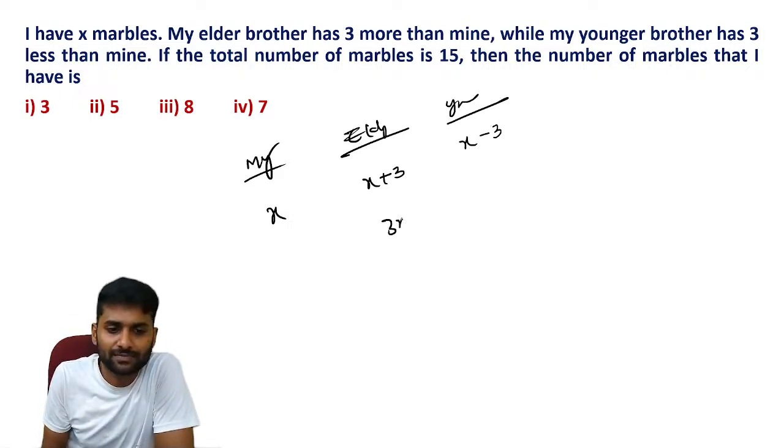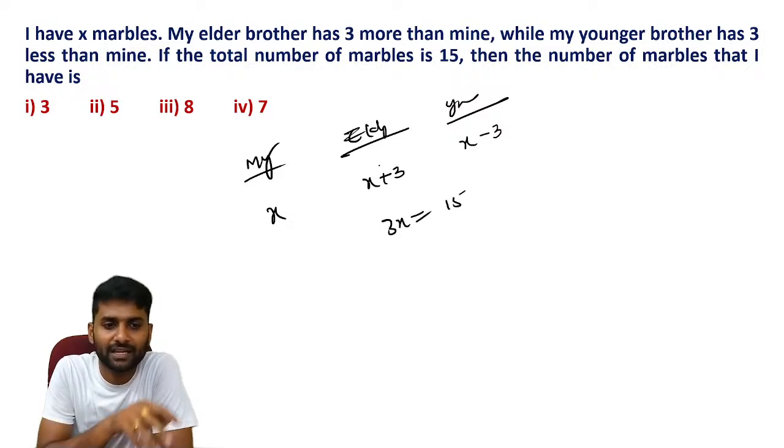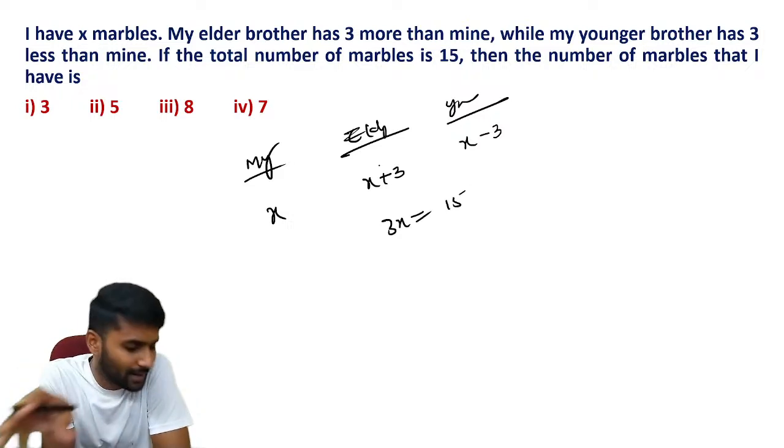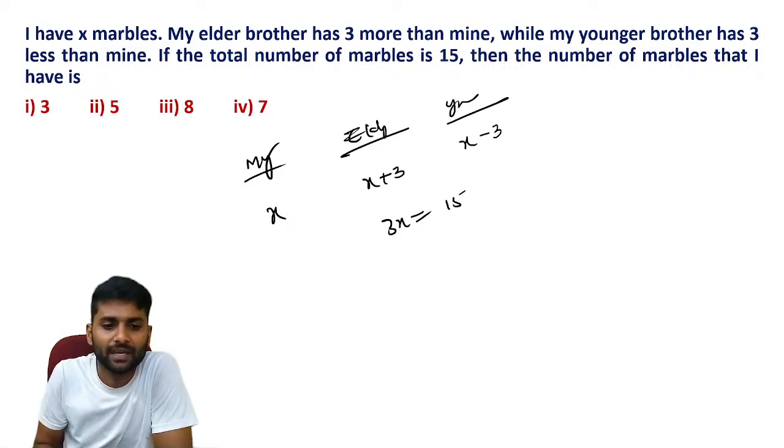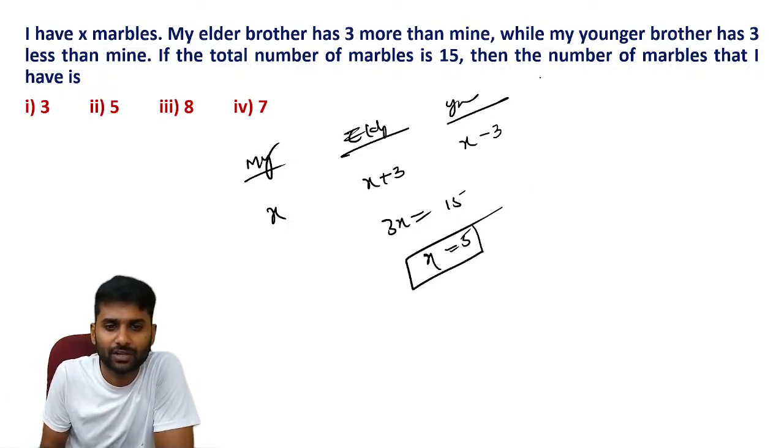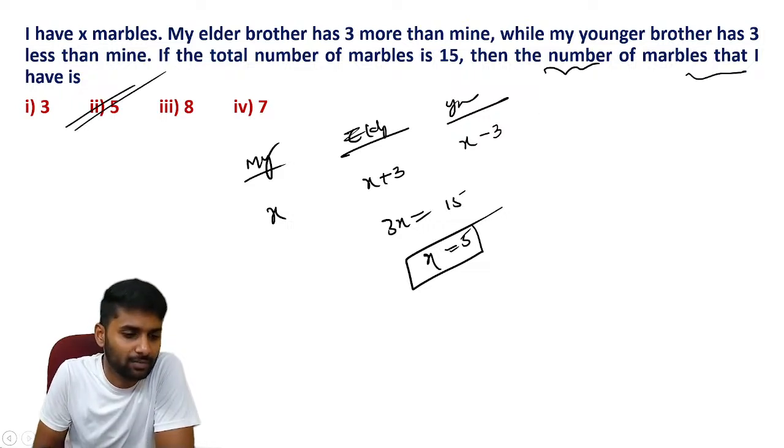If you go through the sum, 3x is equal to 15. They clearly mention the total number of marbles is exactly equal to 15. If 3x is equal to 15, then x is equal to 5. Now here the answer to the question: the number of marbles that I have is 5 marbles.